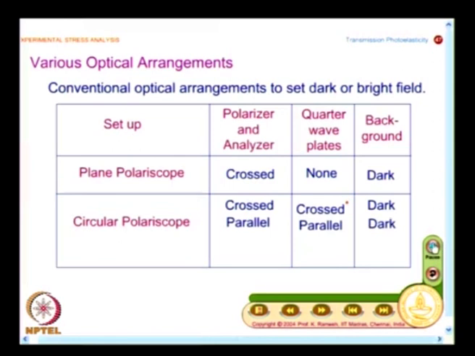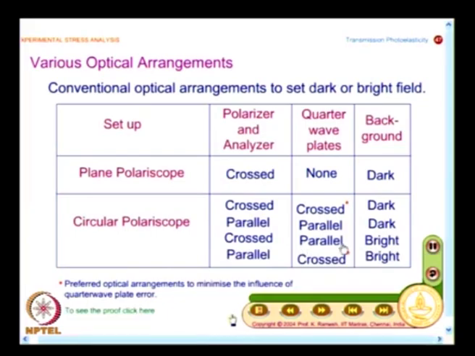Suppose I keep the polarizer analyzer parallel and also quarter wave plates parallel, I get this as dark. Suppose I have polarizer analyzer crossed, if I have parallel quarter wave plates, I have bright field. I have parallel polarizer and analyzer, crossed quarter wave plates, I have this as bright. And the list does not end here. You have a longer list, and if you look at the book on digital photoelasticity by me, you have the other expressions available.